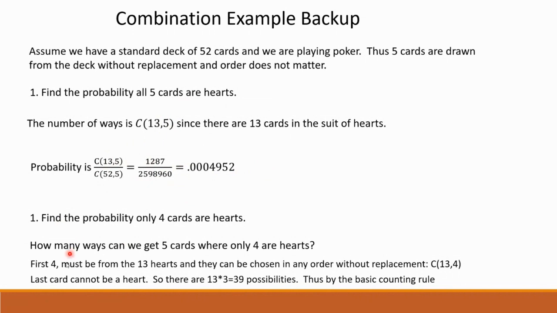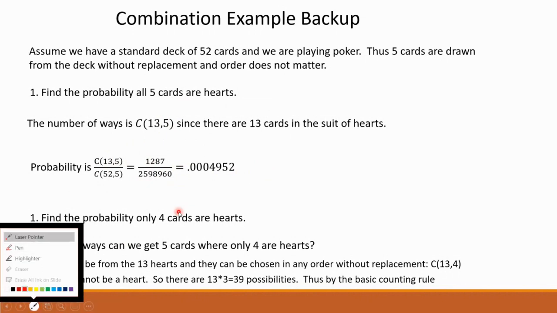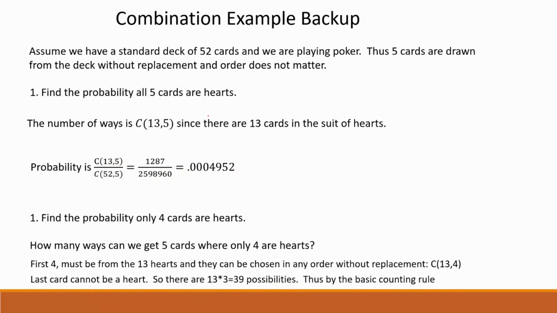Okay, what about this? What if now we want the probability that only 4 of the cards are hearts? So we only want 4 of the cards being hearts. Well, again, the order doesn't matter. So let's just say that the first 4 are all hearts. We want that to occur. How is that going to happen? Well, that's what this is. The 13 cards from the suit of hearts, but you want 4 from that. And no repetition. We don't care about order. That's what the C of 13-4 is.